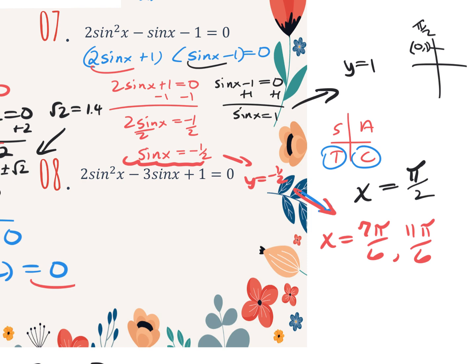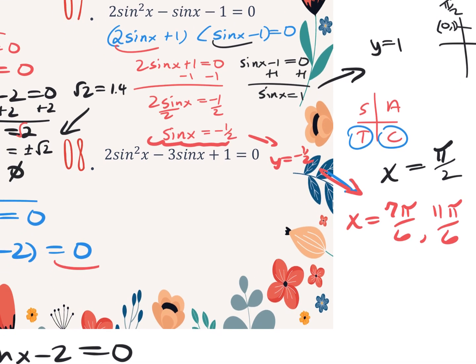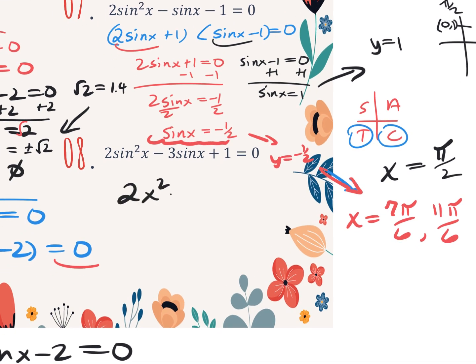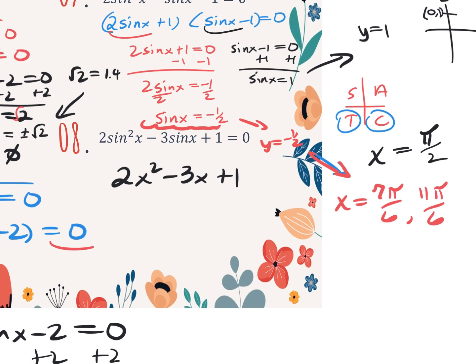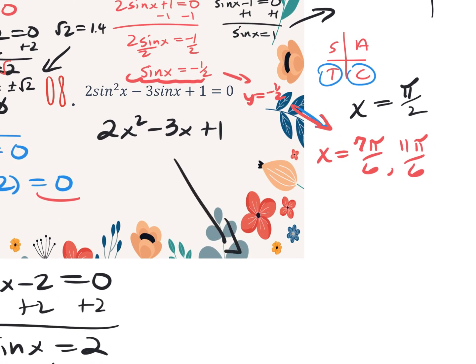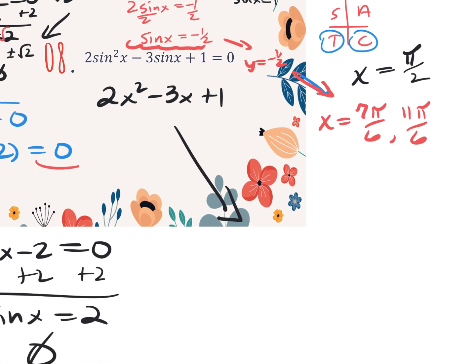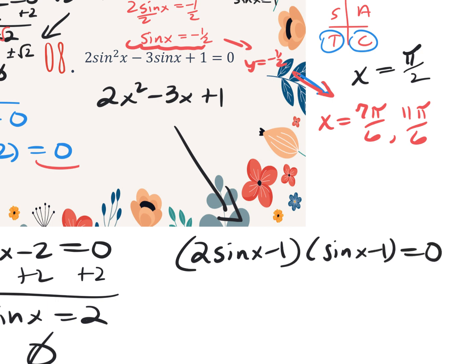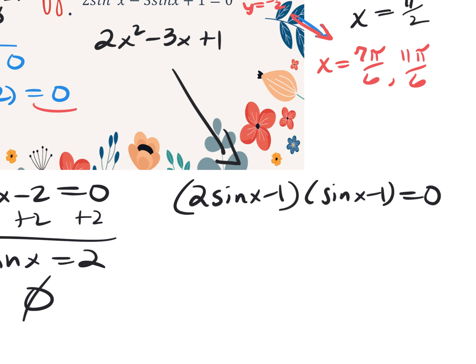The last one, again, is also a trinomial that can be factored. And again, if you'd prefer to do it as 2x squared minus 3x plus 1 first, get your factors of 2 that give you negative 3, you can do that. Let me just bring it on down here. So this will factor into 2 sine x minus 1, sine x minus 1 equals 0. Set each factor equal to 0.